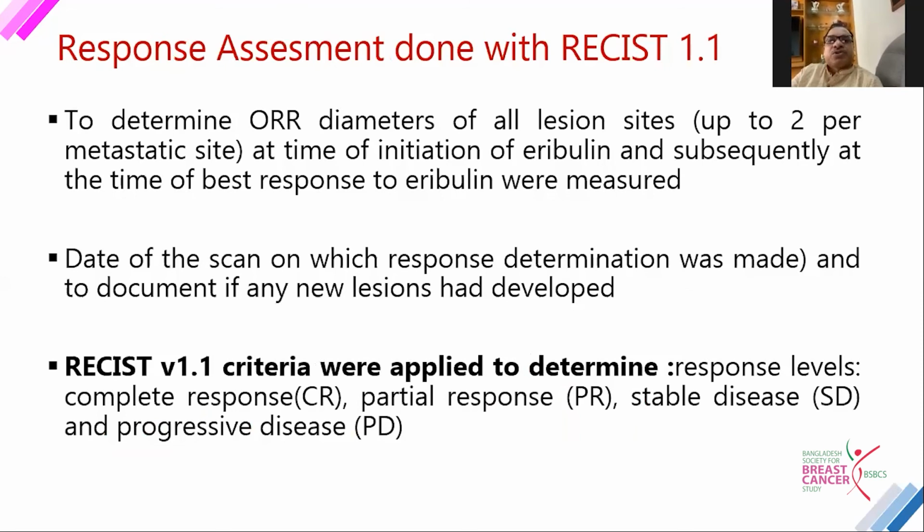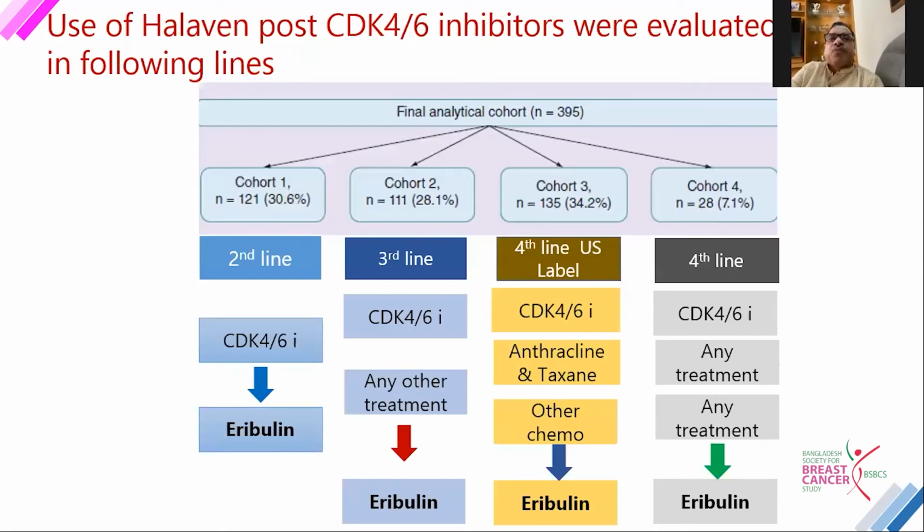To determine the overall response rate, the diameter of all the lesions was assessed, and the date of scan was also assessed. RECIST criteria are complete response, partial response, stable disease, and progressive disease. So use of Halaven post CDK4/6 inhibitors was evaluated in the following lines. In the second line, after CDK4/6 inhibitor, Eribulin. Third line, CDK4/6 inhibitor, then any other treatment, then Eribulin. Fourth line, CDK4/6 inhibitor, then anthracycline, taxane, then other chemotherapy, then Eribulin. After fourth line, CDK4/6 inhibitor, any treatment, then Eribulin. So after first, second, third, and fourth lines, Eribulin is used after the CDK4/6 inhibitors.